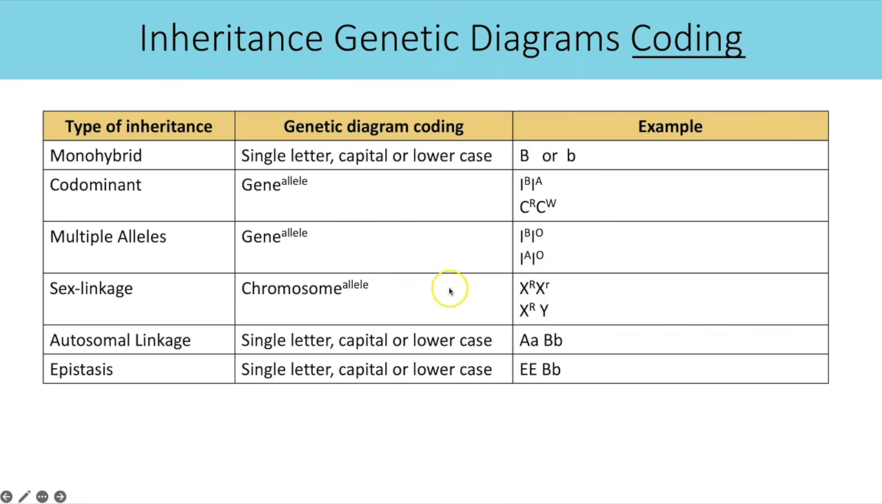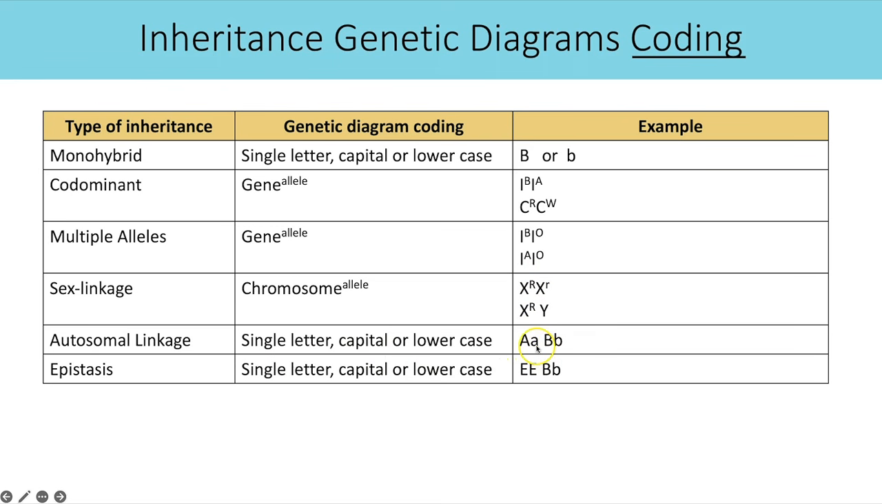Sex linkage, we do the base letter showing the chromosome and then the allele goes superscript. And you don't get the sex-linked genes on the Y chromosome, so you never have an allele written next to the Y, you only have an allele written next to the X.